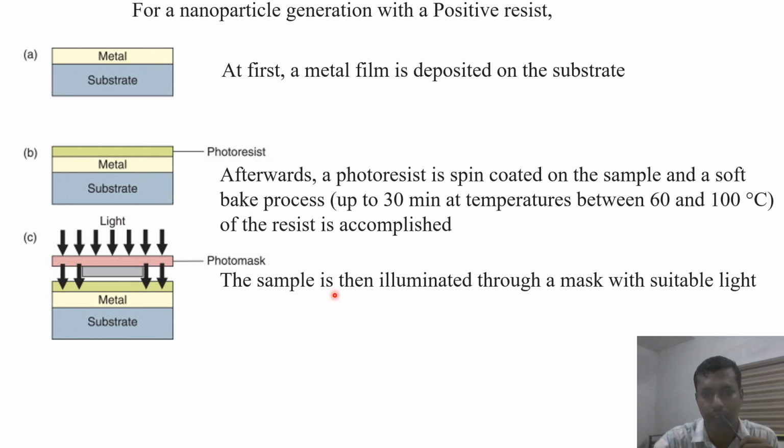In the third stage, the sample is illuminated through a mask with light of a suitable wavelength. You can see that light is incident on the photo mask. This is the substrate, this is the metal, this is the photoresist, and above that there is a photo mask. Light passes through this area, and at the center portion no light is passing.